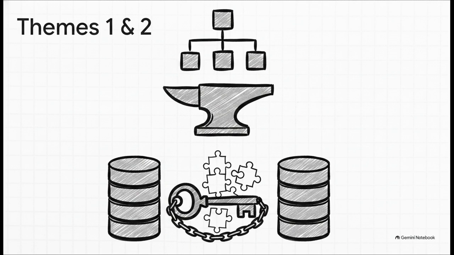Theme 2 is the relational engine. This is all about how primary keys and foreign keys physically link the architecture together. They enforce referential integrity so that you don't end up with orphaned data, which allows you to seamlessly join tables and extract truly meaningful information.